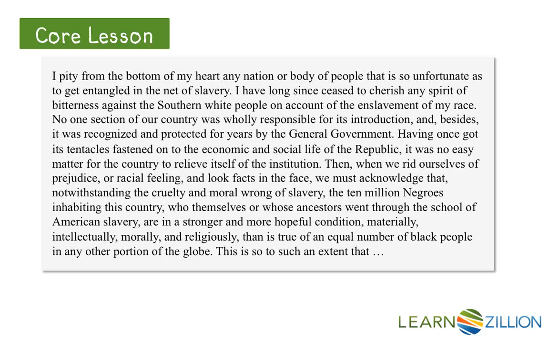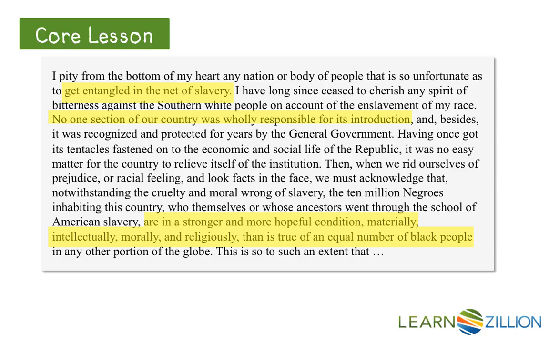So in this second passage, I'm looking again for details that stand out. And I see here's that phrase about getting entangled in the net of slavery, and that's where I got my summary about how Washington is condemning slavery. And later on, here I see where he had said that black people are in a stronger and a more hopeful condition in all these ways. So that's again what I've already put on my Venn diagram.